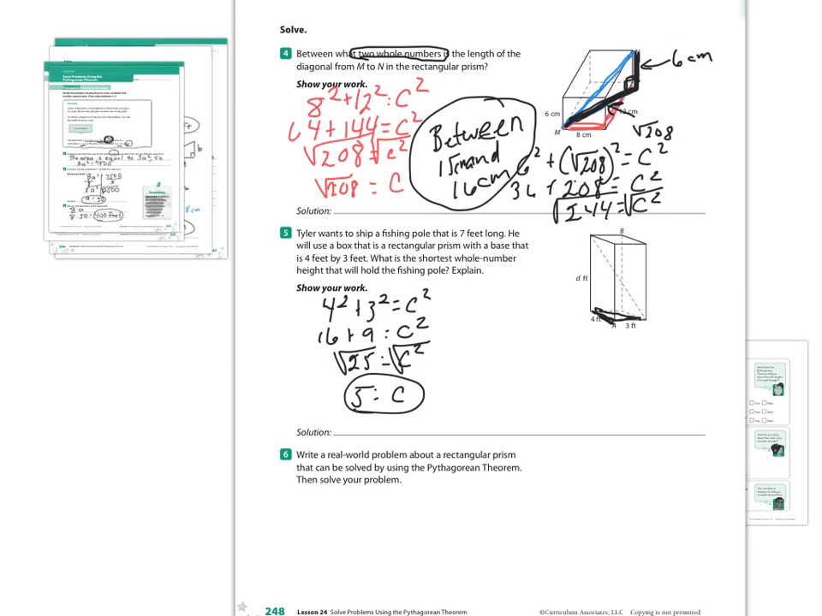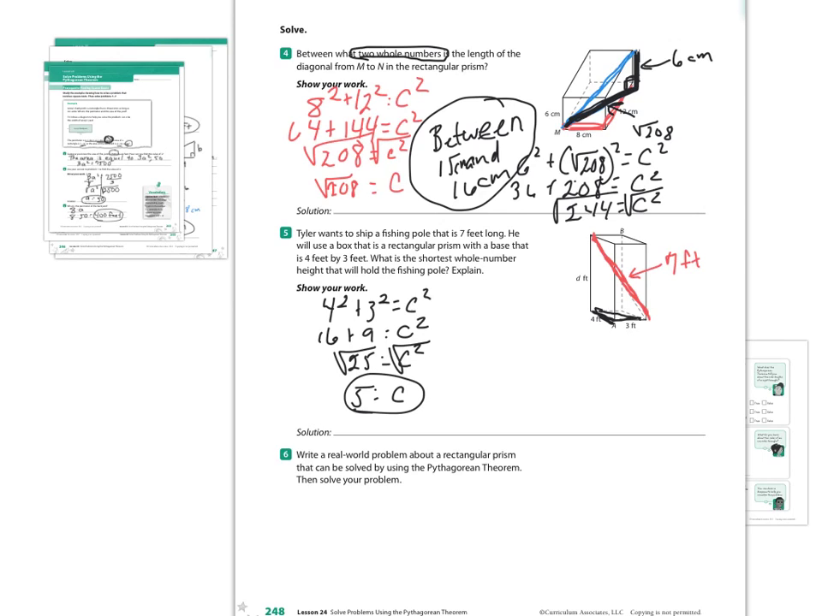Now, using information to find these next values. Remember, Tyler wants to ship a fishing pole that is 7 feet long. So the distance from one corner to the other corner has to be at least 7 feet.